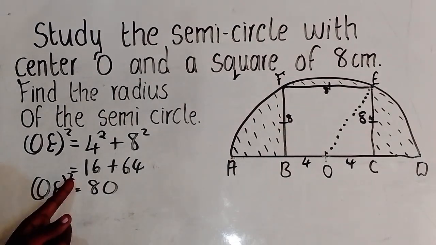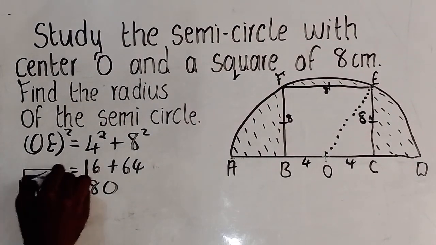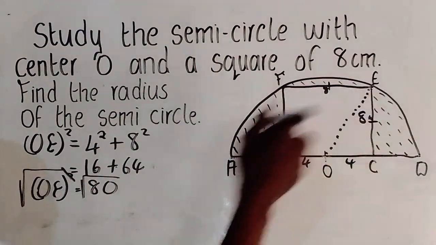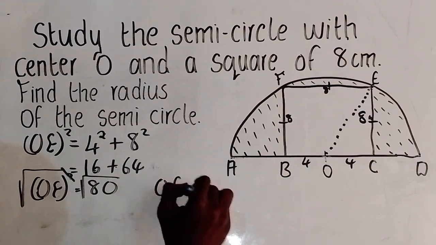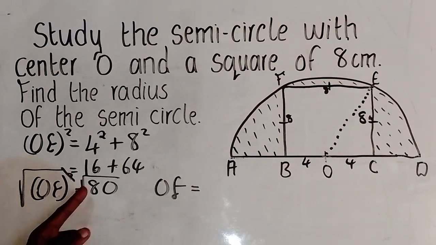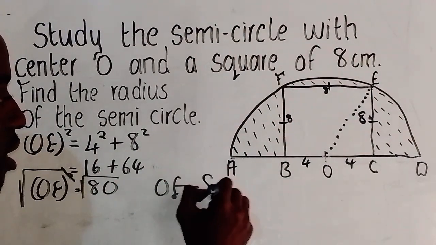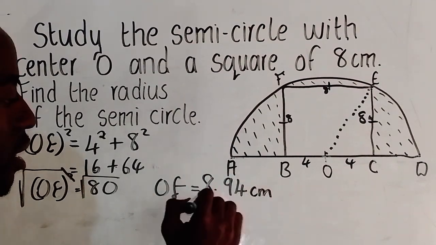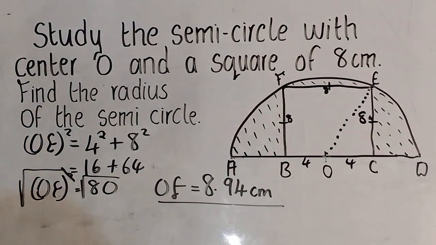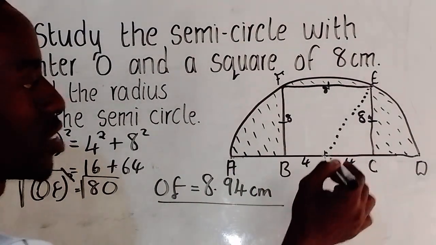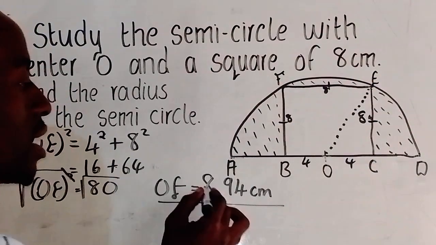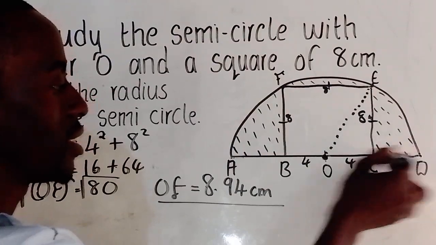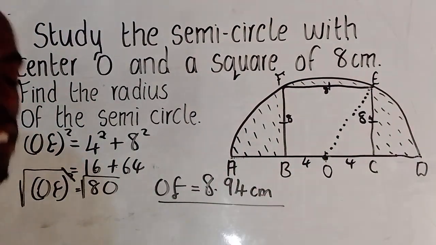Now how can we eliminate the square? You introduce a square root, and the square root cancels out the square. So now what is OE? OE is equal to the square root of 80, so it is 80.94 centimeter, which is the answer. Now this signifies that the distance from here to there is 80.94 centimeter. The distance from here to there is 80.94 centimeter.